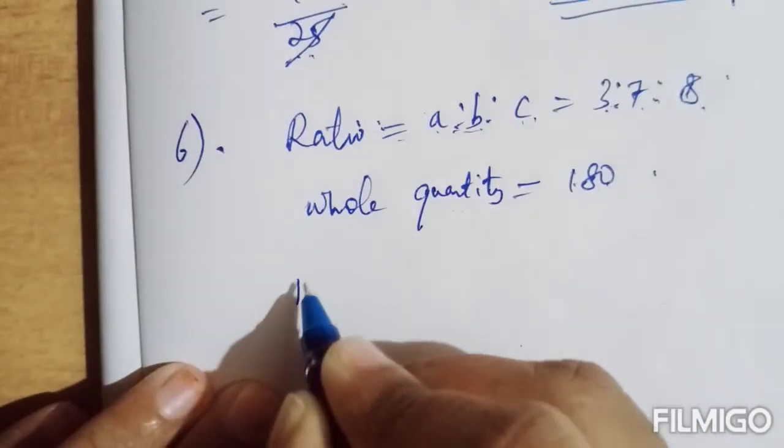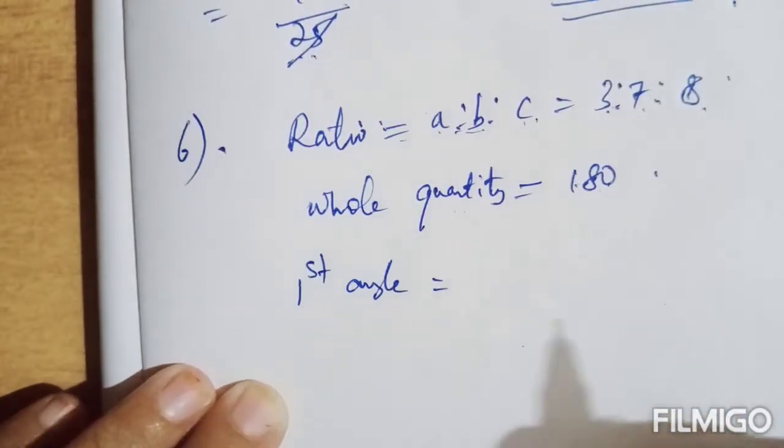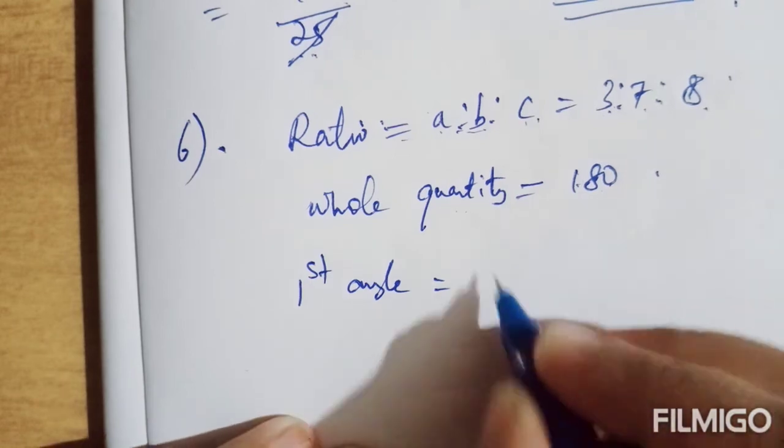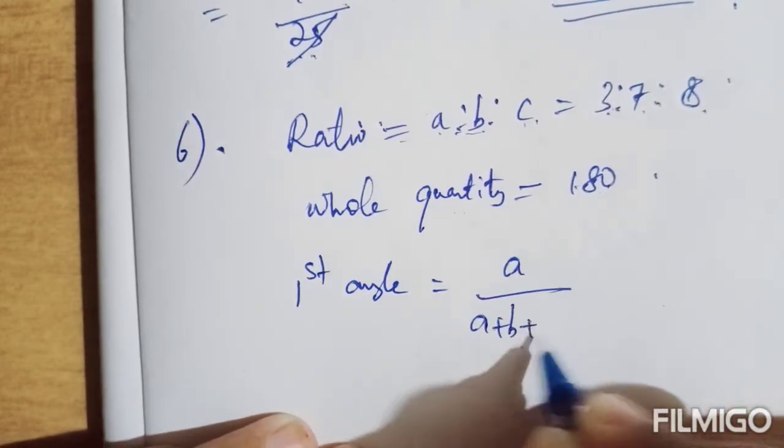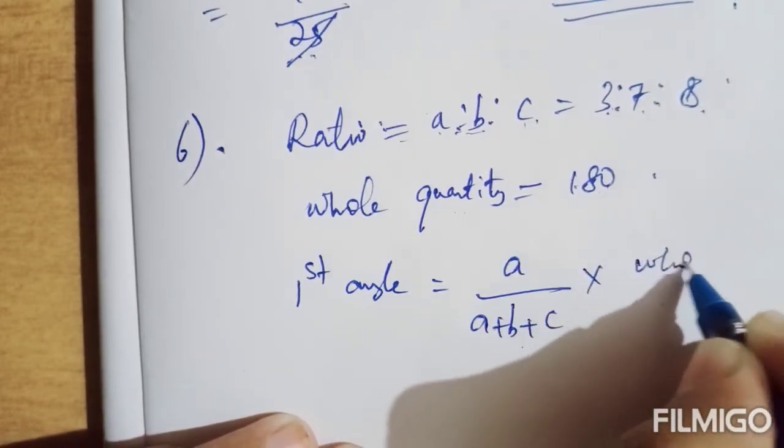Now how can we find the first angle? For the first angle or first part, the formula is A by A plus B plus C into whole quantity.